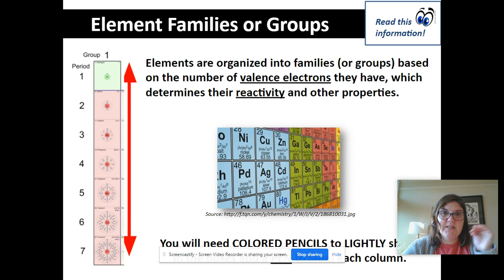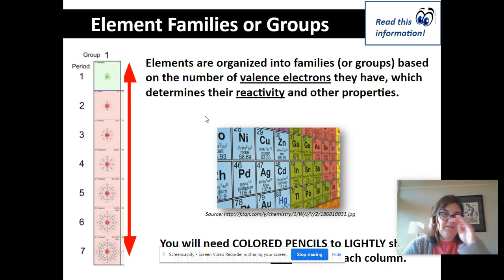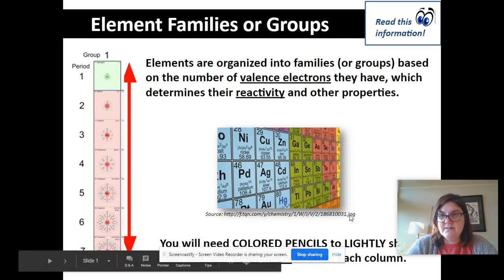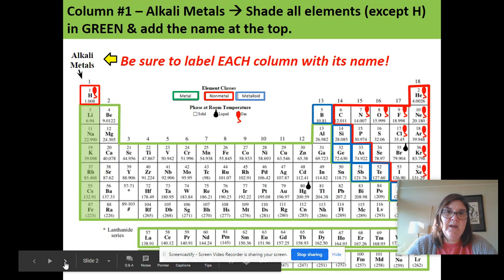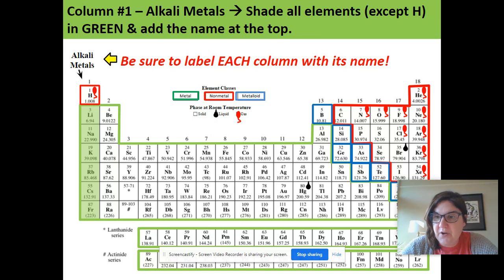Okay, so back to this periodic table. Everything in each of these columns, right, the families or groups, they're going to have the same number of valence electrons, and they're also going to have similar properties. Okay, says here on the bottom you need pencils. You don't need pencils if you don't feel like doing this. All right, so let's go on here. Again, these directions at the top, this is what you would be doing if we were in class today. But since we are not, that is okay. Okay, so we're going to go through this quickly.